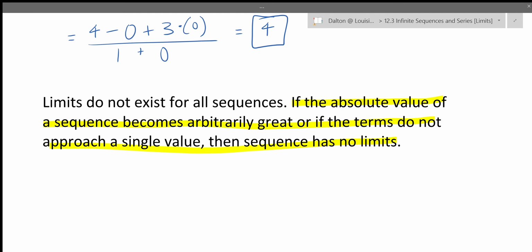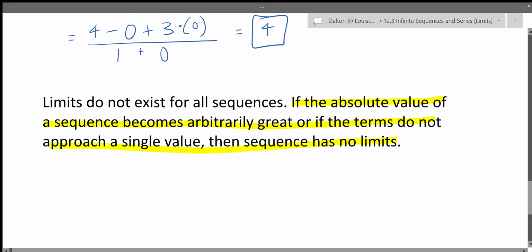If the absolute value of a sequence becomes arbitrarily great, or if the terms do not approach a single value, then the sequence has no limits. And we're going to do an example of each of these scenarios where you're going to break up all of your numbers, and when you try to take the limit of some of your values, you're going to see what I'm talking about. You're not really going to be able to.